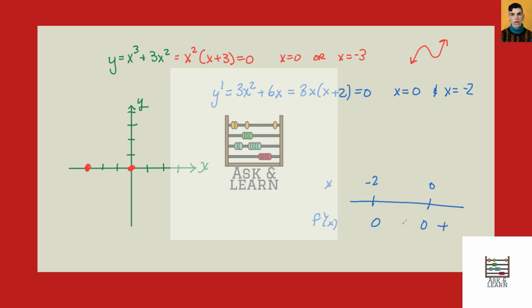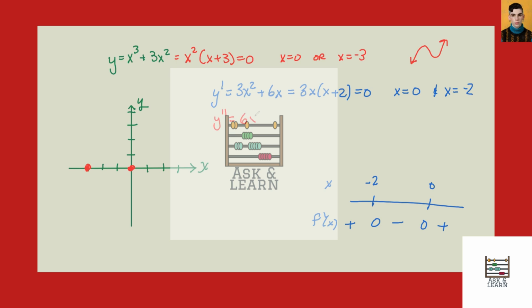If I plug in minus 1, I will get a negative. If I plug in minus 3, I will get double negative, so that's a positive. All right, good. So I'm increasing, decreasing, increasing. All right, now let's take a look at our next derivative. Let's do y double prime.